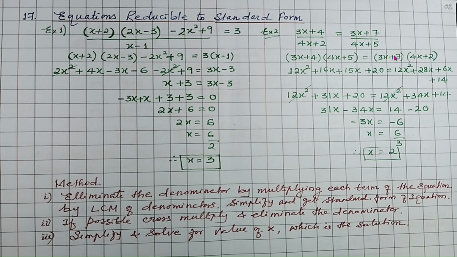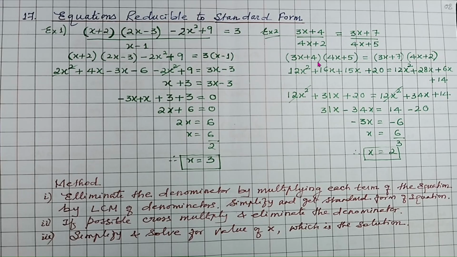Now let us take one more example. We have an equation here, (3x plus 4) upon (4x plus 2) equals (3x plus 7) upon (4x plus 5). Now this is not in a standard form. Whenever we have only one term on the left hand side and another term on the right hand side, then we can go for what we call cross multiplying. So let us cross multiply.